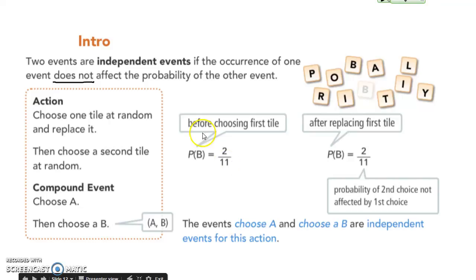Then I put that B back. That's what this replace it means. I put the B back in. So how many tiles do I have to choose from the second time? There's still 11 in there. And what's the probability of picking a B? There's 2 of them in there, so again, it's 2 out of 11. Since I put the tile back in, I still could choose out of 11 tiles. Nothing has changed. This is called an independent event. This is different from what we're going to talk about next, a dependent event, when it does change from one to the second probability. So make sure you have that definition written down.